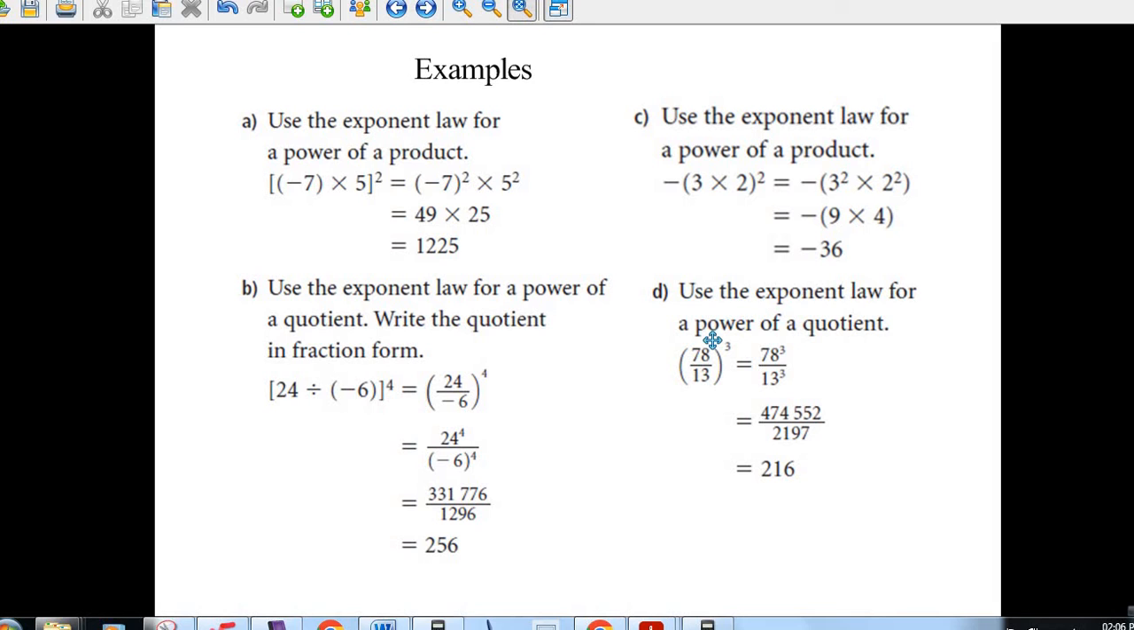Use the exponent law. Okay, this exponent, 78 cubed over 13 cubed. I think it might have been a little bit smarter to go 78 divided by 13 is 6, and 6 cubed is 216. But we can use the exponent law to get the right answer here.